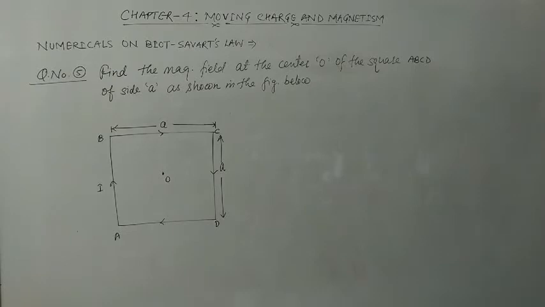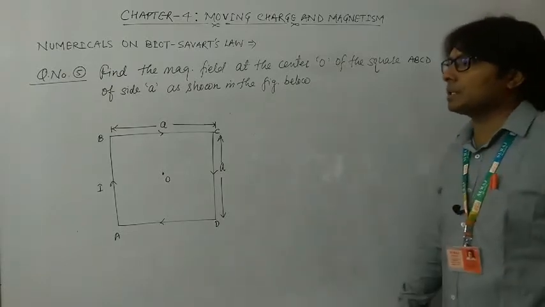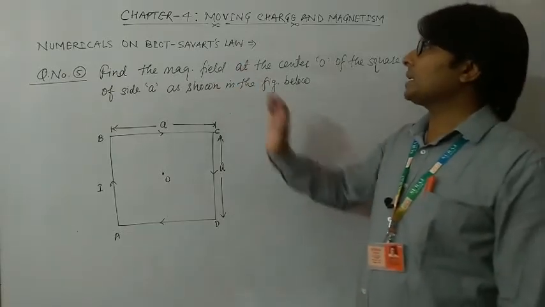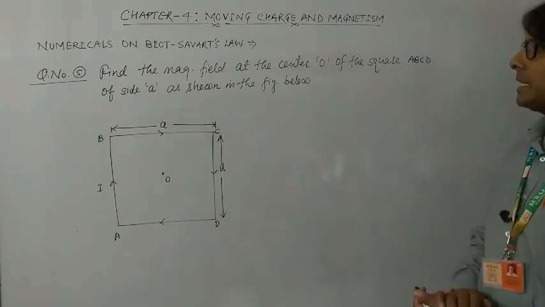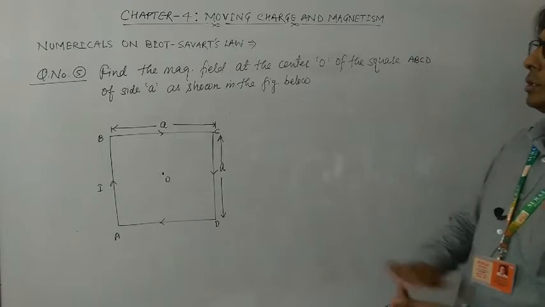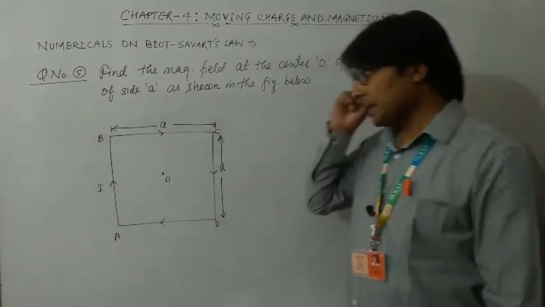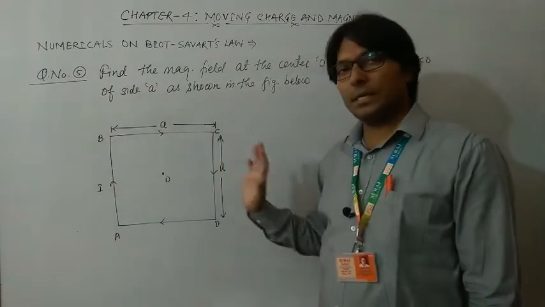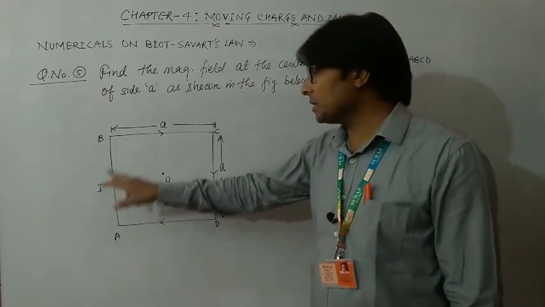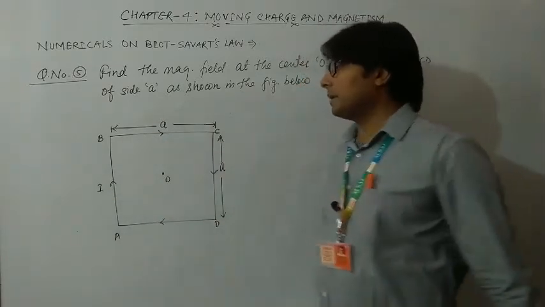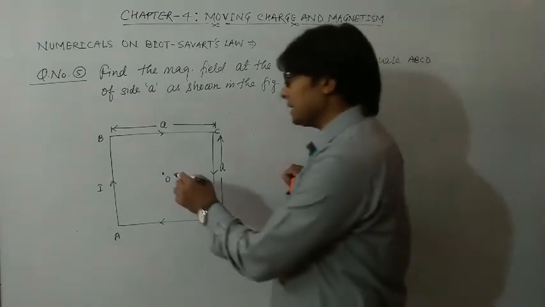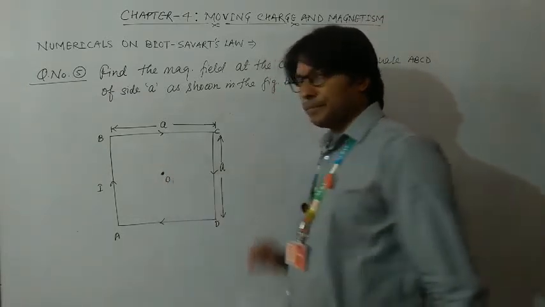So we are moving on to the next question, question number 5. Find the magnetic field at the center O of the square ABCD of side A as shown in the figure below. This figure has been given, and this is a square ABCD of side A in which current I is flowing in clockwise direction. So we have to find the value of magnetic field at the center of this square.